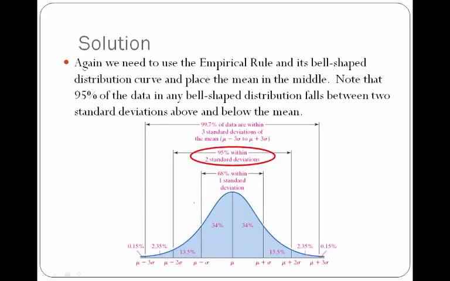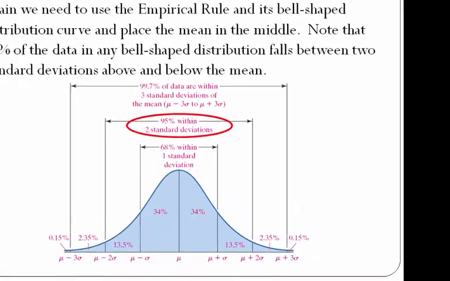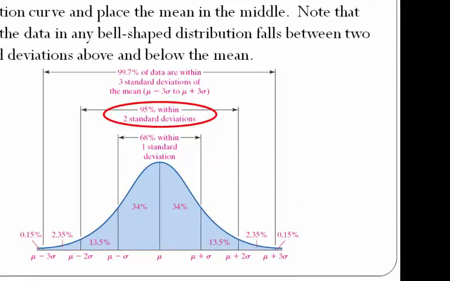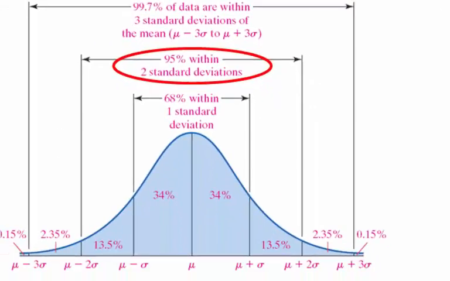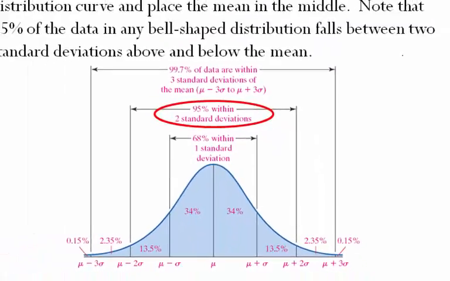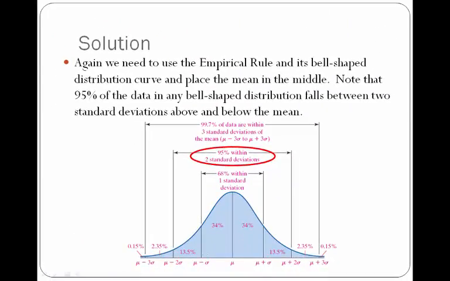Again, we need to use the empirical rule and its bell-shaped distribution curve and place the mean in the middle. Note that 95% of the data in any bell-shaped distribution falls between 2 standard deviations above and 2 standard deviations below the mean. To answer this question, we need to find out exactly what value is 2 standard deviations below and what value is 2 standard deviations above our mean.